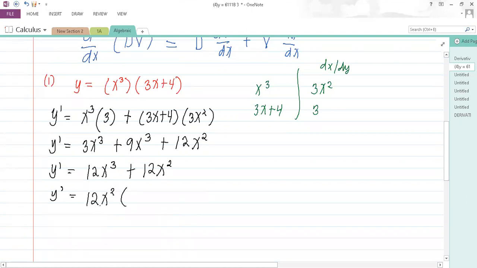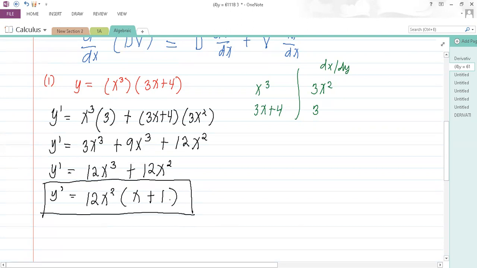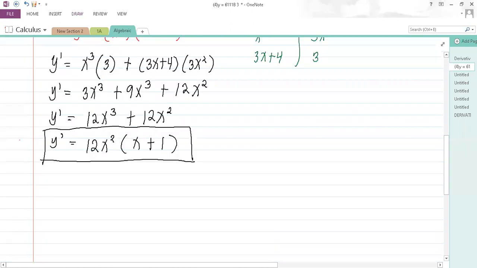Okay, so anong imumultiply natin sa 12x squared para makuha yung 12x cubed? That is x. Okay, so plus, ano yung imumultiply natin sa 12x squared para makuha yung 12x squared dito? That is 1. So ito na yung simplified answer natin for our example number 1. Okay? So let's have another example, number 2, for the derivative of a product.